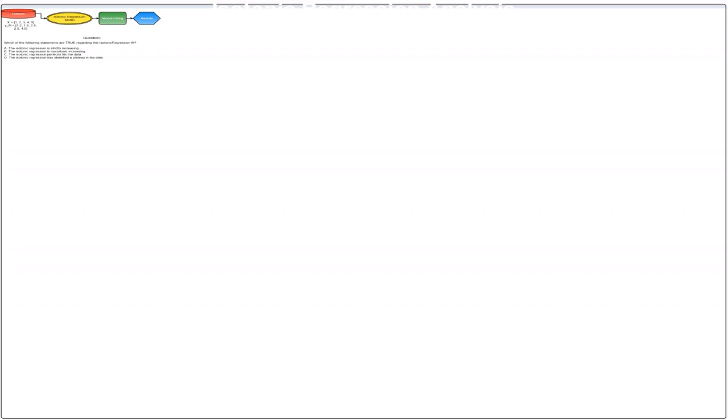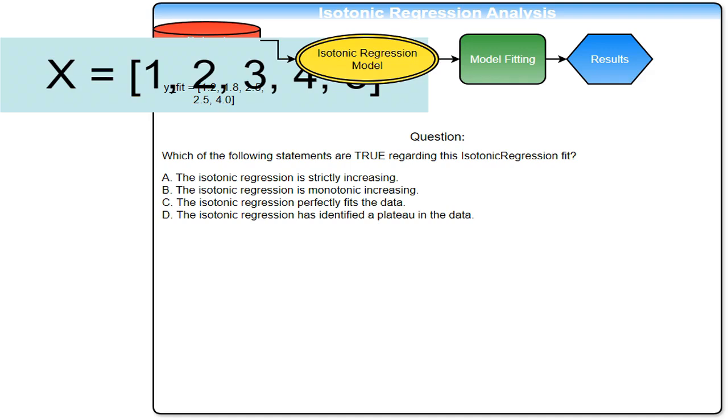I analyze data using a method called isotonic regression. This method helps me find the best fit for a relationship between two things, but it only works if the relationship increases or decreases steadily. It's like finding the smoothest uphill or downhill path, even if the data is a bit bumpy. This is my input data. It's a simple list of numbers, from 1 to 5. Think of it as representing different levels of something, like the amount of fertilizer used, or the hours of studying.